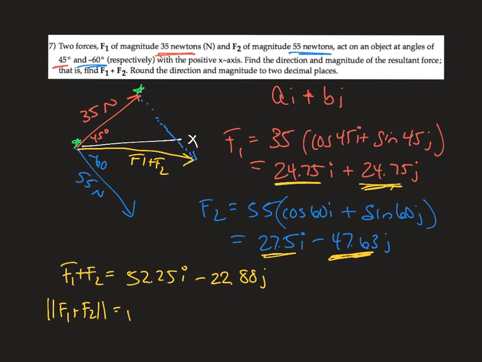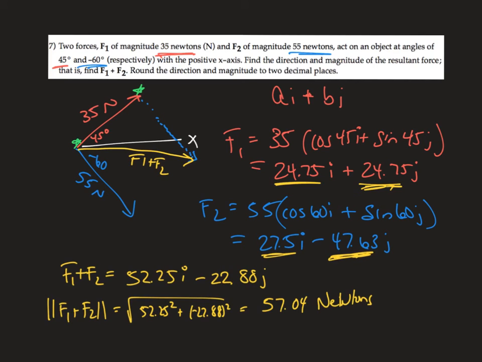And we want the magnitude of that. Remember, magnitude is just the square root of a squared plus b squared, so 52.25 squared plus negative 22.88 squared, right? And so that's going to be 57.04 newtons.